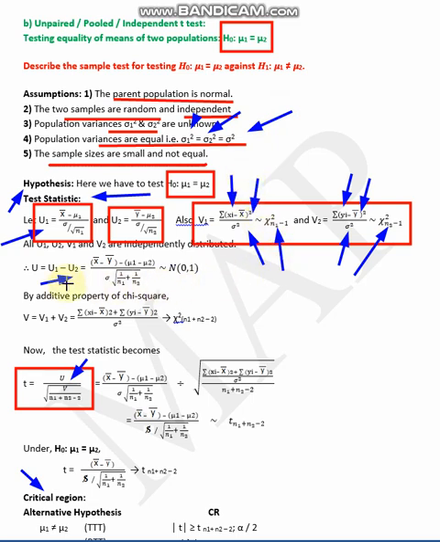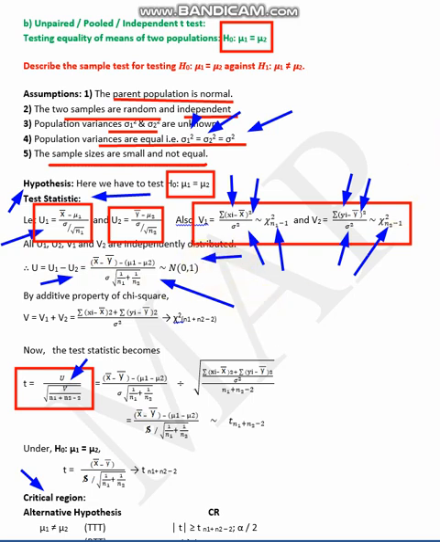So what is our u? u is u1 minus u2. So find out this value. We will be getting the difference between two normal populations. So that means u1 follows normal 0, 1, and u2 follows normal 0, 1. So the difference between u1 and u2 is also normal 0, 1.